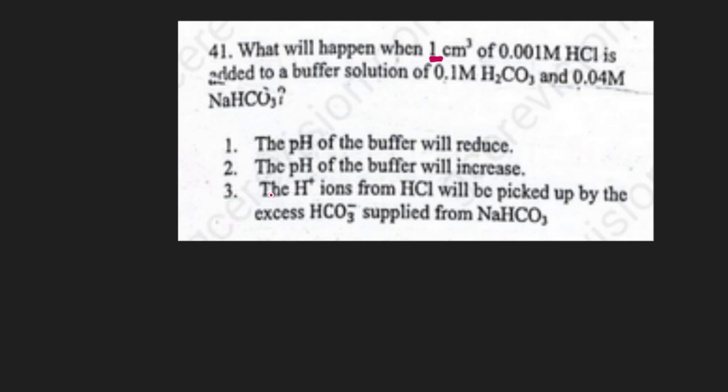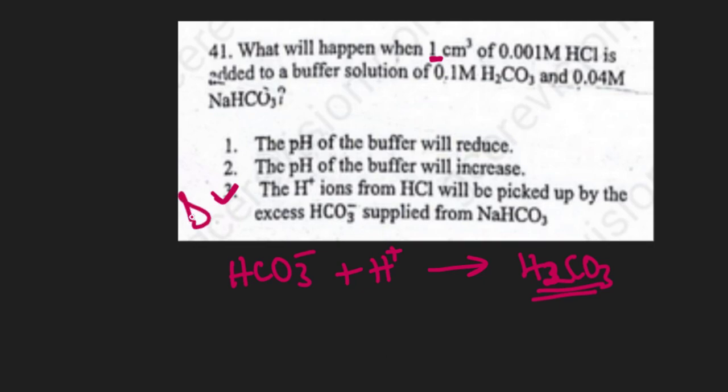They say 3, the H+ ions from HCl will be picked up by the excess hydrogen carbonate ions supplied from sodium hydrogen carbonate. That is true. The hydrogen carbonate ions will pick up the H+ ions, forming back our weak carbonic acid, keeping the pH of the solution fairly constant. So we see that option 3 is the only correct option, making our answer D.